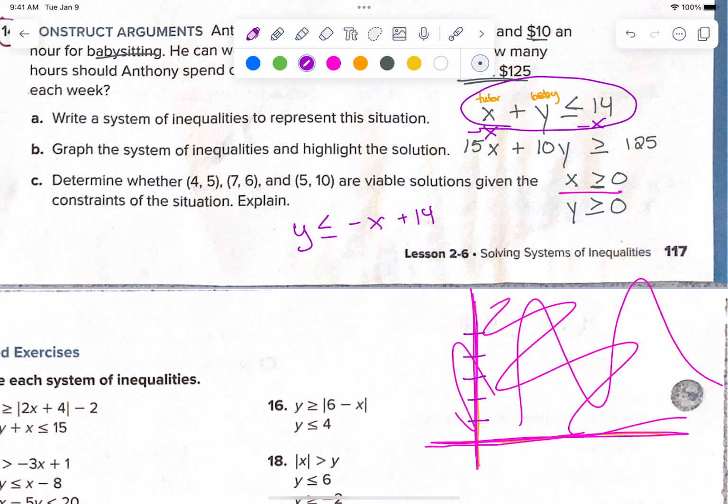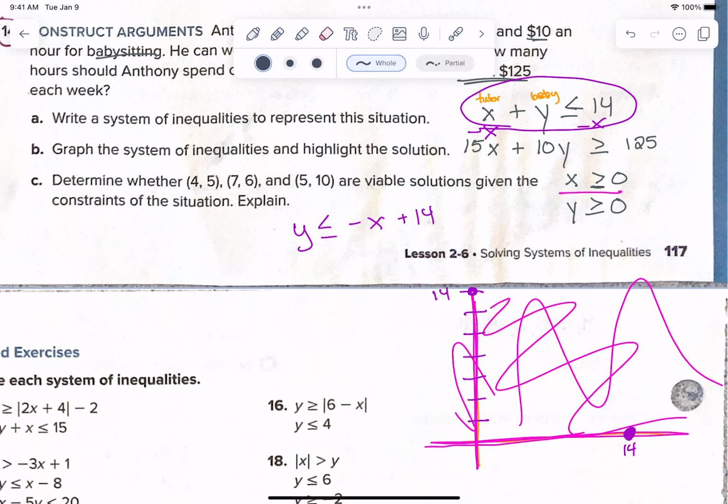2, 4, 6, 8, 10, 12, 14. So I'm starting at 14, and then I go down 1, over 1, down 1, over 1, down 1, over 1. Where will it end up over here? If I go down 1 over 1, it'll end up at 14 over there as well.